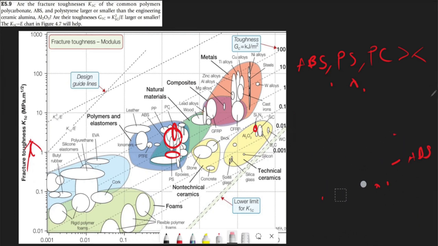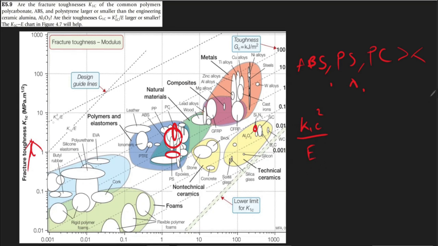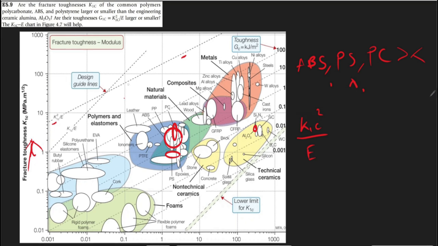Then we'll now move on to G1C. The G1C that we're looking for is K1C raised to the power 2 divided by E. Like I said in other questions, this is the line we are using to compare. This is the K1C squared over E line. Any material below this line has a lower K1C squared over E, and any material above this line has a greater K1C squared over E.